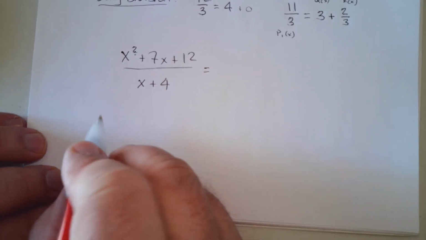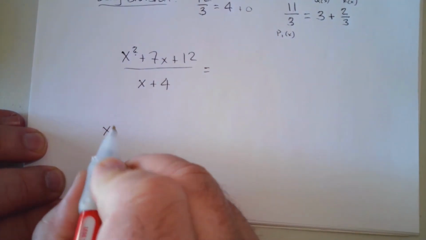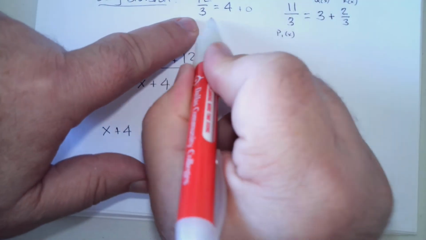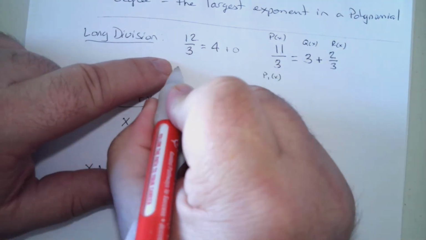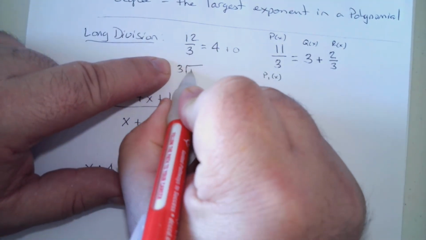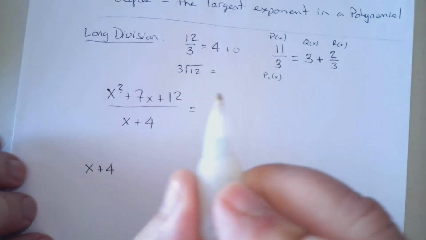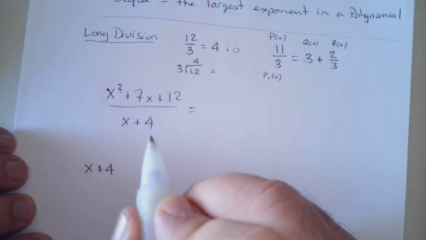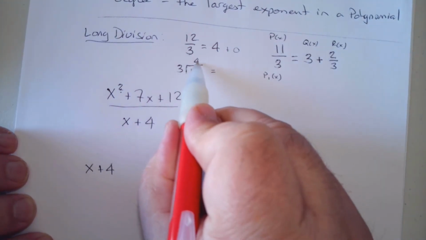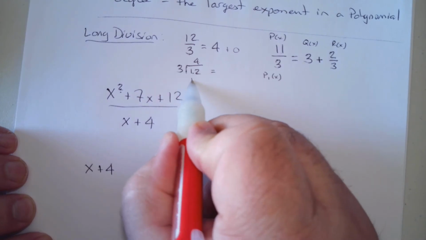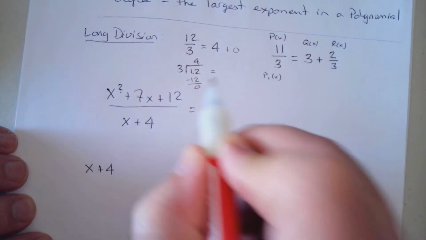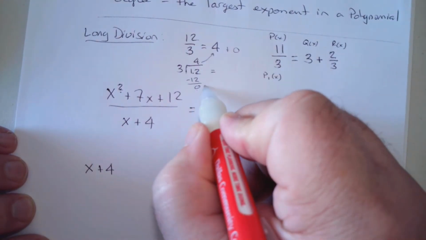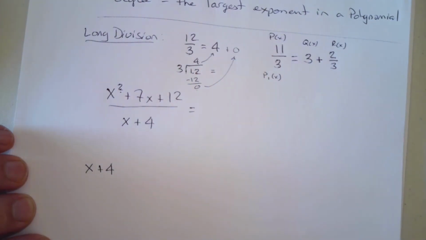Now, how do we perform this? Because remember this old method here? We also learned to do it this way. How many times does 3 go into 12? 4 times. Once we put the 4 there, 4 times 3 is 12. Subtract it, and there's your remainder. So there's your quotient, and there's your remainder.